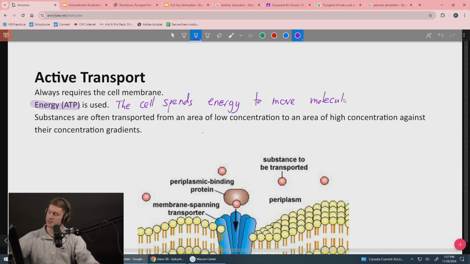There are a couple reasons why the cell might want to do this. Either the cell wants to move something that's really good into the cell against its concentration gradient, or the cell wants to move something that's really bad, like a poisonous waste product, out of the cell. Substances are often transported from an area of low concentration to an area of high concentration, which means that it is moving against their concentration gradients, against the concentration gradient.